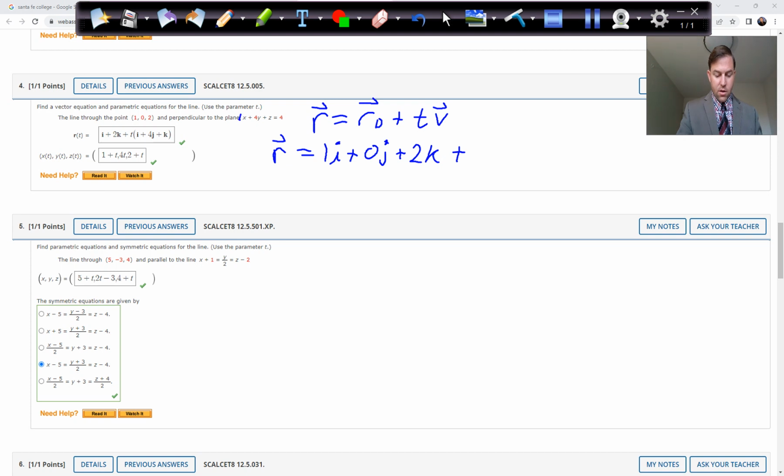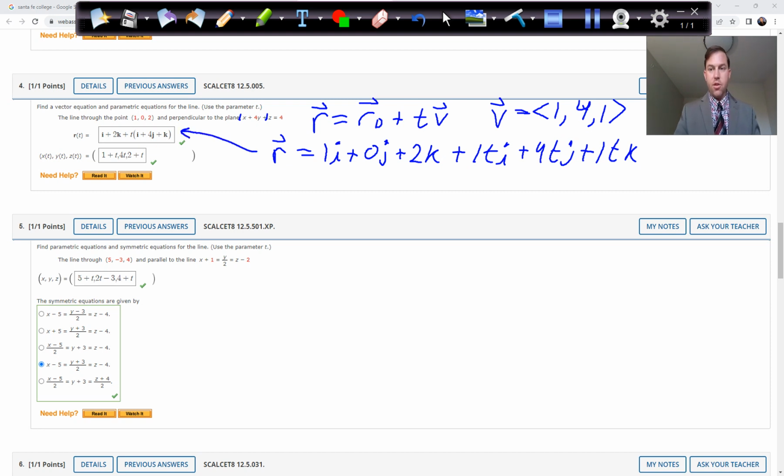There's really a 1 here. 1, 4, 1. Actually, I better write that part. So the vector v is the numbers in front of the x, y, and z of the plane. So it's going to be 1, 4, 1. So when I multiply t by each of those, it would be 1t in the i plus 4t in the j plus 1t in the k. And I believe, okay, so I guess I didn't have to distribute that t. So this answer is the same as this answer, but they didn't distribute the t. So that's fine.